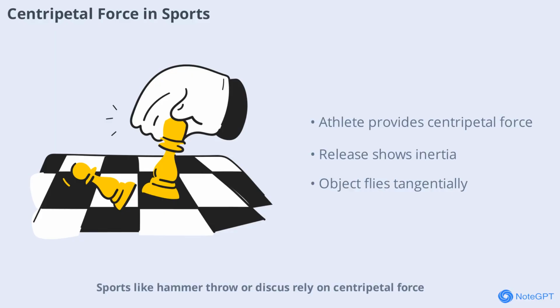Sports like hammer throw or discus rely on centripetal force. Athletes spin the object around before releasing it. The tension in their arms or the wire provides the centripetal force, keeping the object moving in a circle. When released, the object flies off tangentially, showing the effect of inertia and the absence of centripetal force.